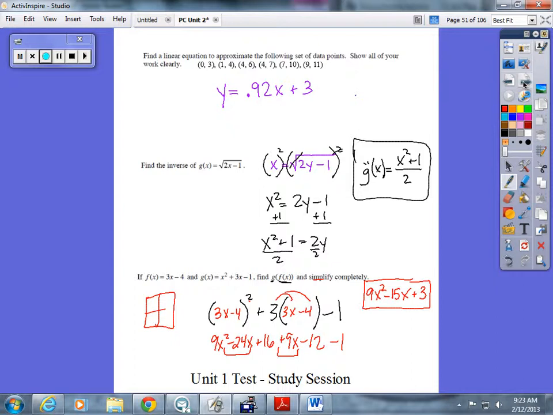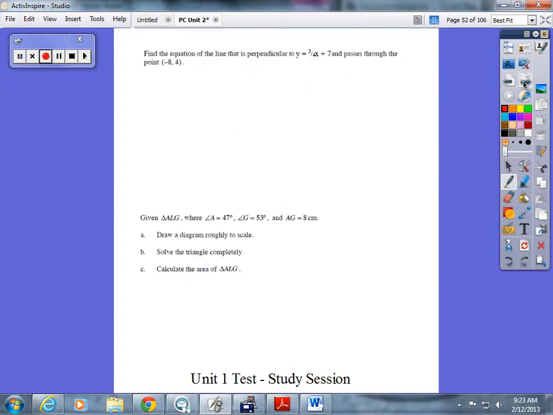Moving on to a few other problems that will appear on the individual test for Chapter 1 is more algebra review. Find the equation of the line that's perpendicular to y equals 3/4 x plus 7 and passes through the point (-8, 4). Now on the test, you're going to have to write your equation in point slope form. Hopefully you have that written down on your study sheet. If you do not, it is y minus y1 equals m times x minus x1.